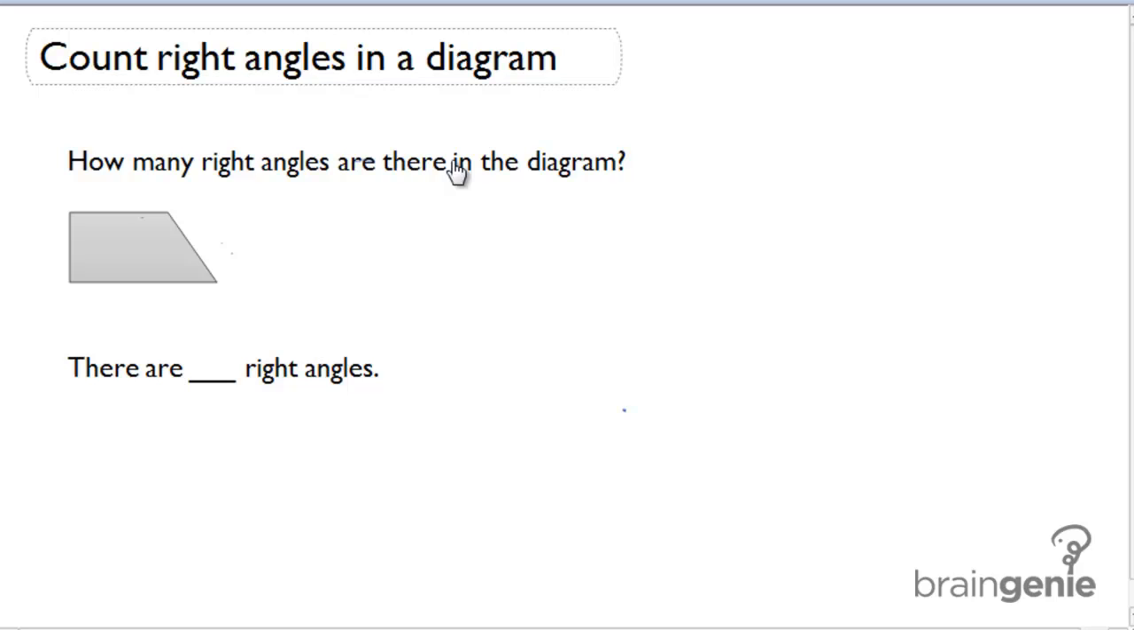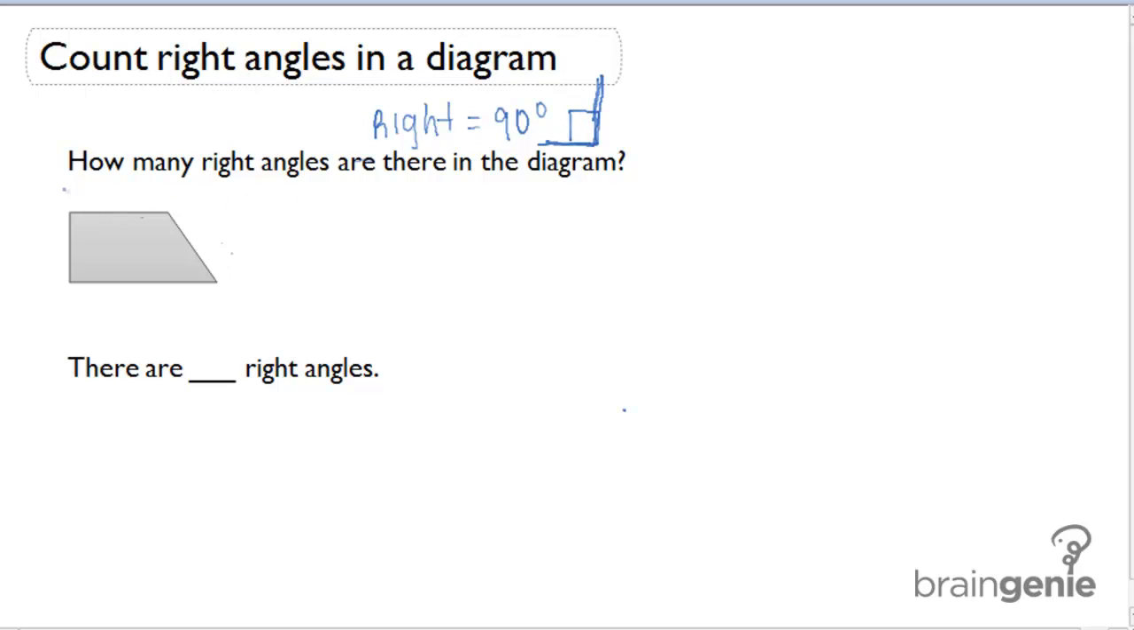To count the number of right angles in a diagram, we first need to remember how to find a right angle. So right angles are angles that measure 90 degrees. And we use squares to show a right angle in an angle. So for example, this angle right here measures 90 degrees, and I use this square to show that that angle is in fact 90 degrees.